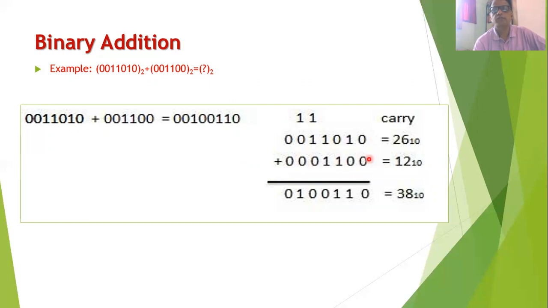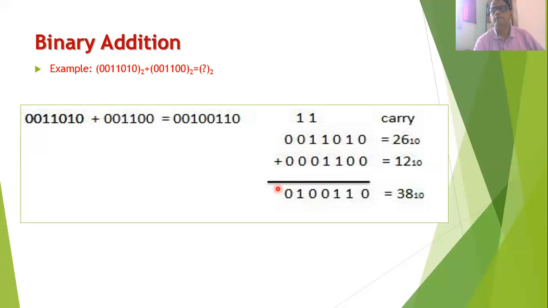When I add this leading 0, it actually doesn't change the value of the number. Now I will start the addition from the rightmost bit, that is the least significant bit. So 0 plus 0 is 0, 1 plus 0 is 1, 0 plus 1 is 1, 1 plus 1 is 0 with carry 1. This carry is to be written for the next bit addition. So now there are 3 bits for addition, 1, 1 and 0. I will first of all add 2 bits, 1 plus 1 is 0 with carry 1. 0 plus 0 is 0, so 0 and again the carry 1. Now 1 plus 0 is 1, plus 0 is 1, and 0 plus 0 is 0. So you will find that the result of this binary addition is 0100110.